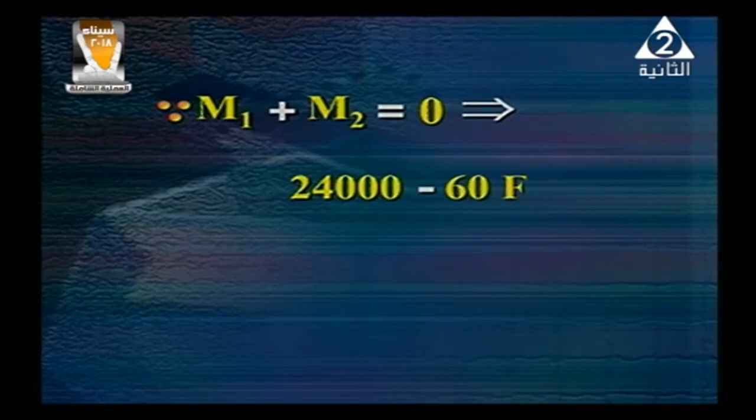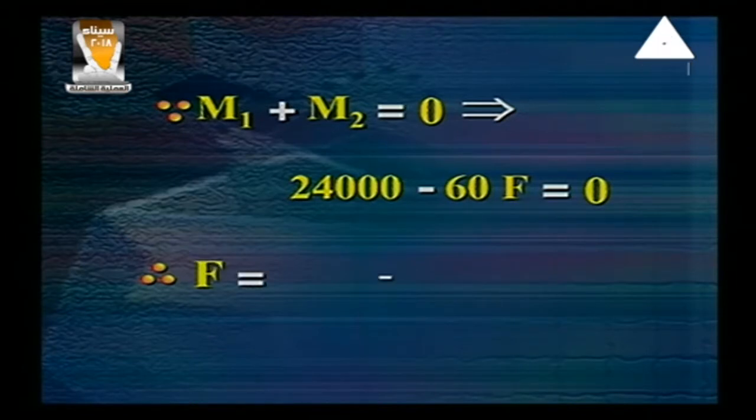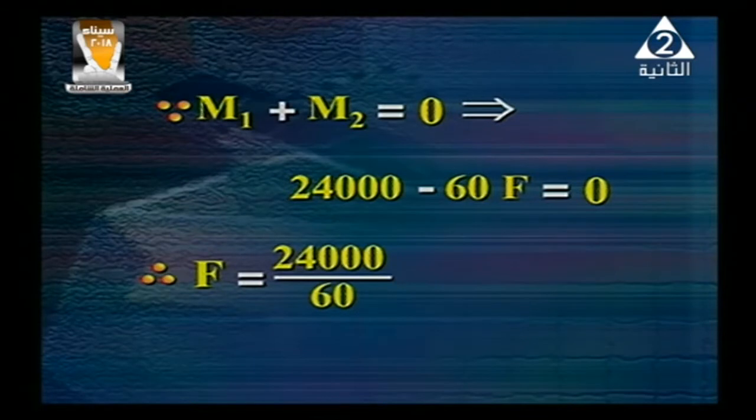Since M1 plus M2 equals 0, by adding the two moments, 24,000 minus 60 F equals 0. Find the value of F: F equals 24,000 over 60, which equals 400 Newton.